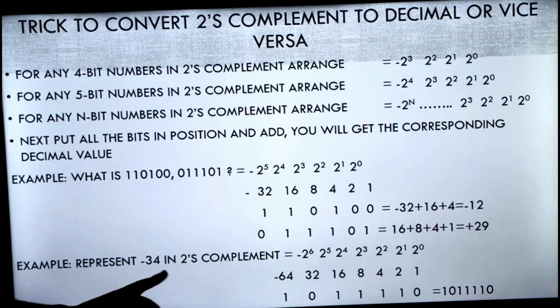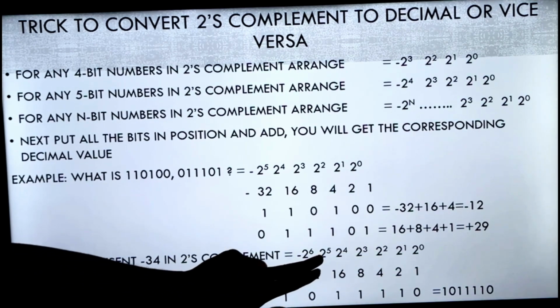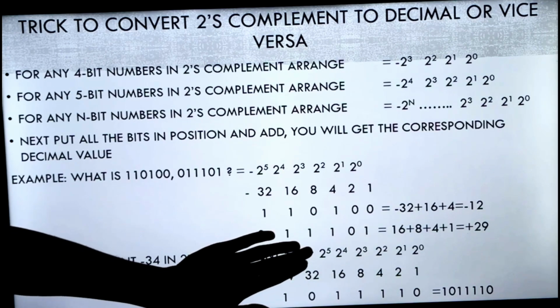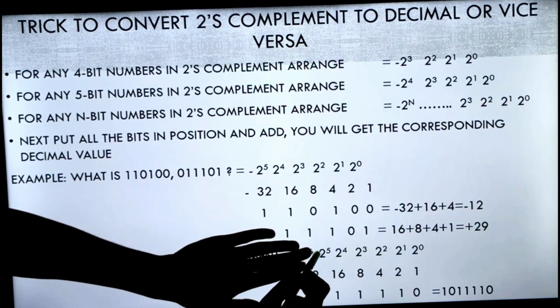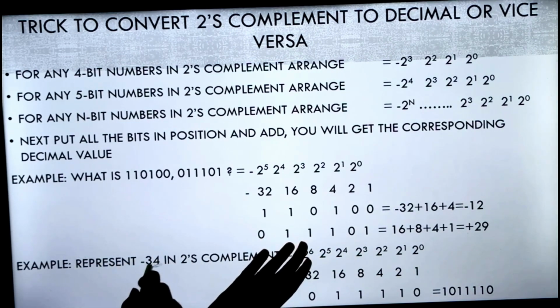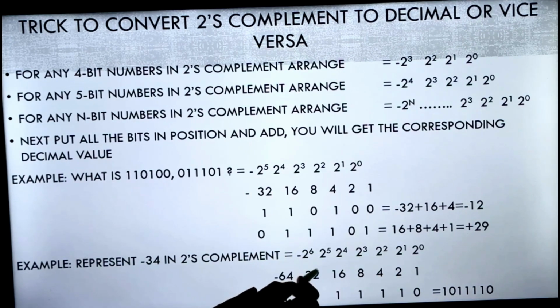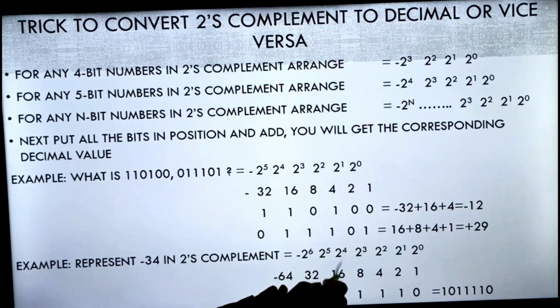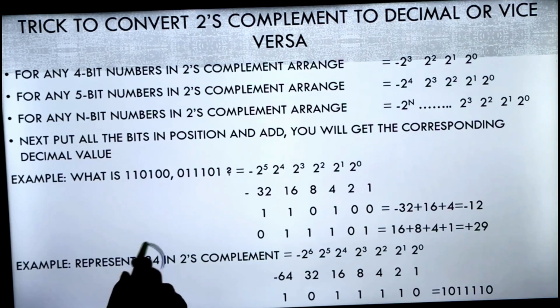I need minus 34. That means if I use 0, 1, 2, 3, 4, 5, so if I take only 6 bits, then what will you have? Here this one will be minus, right? So minus 32. The maximum representation I can have is minus 32, but I need minus 34, right? That means I need one more bit. So here I will put one more bit for 2 to the power 6. Minus 2 to the power 6 is minus 64. So now arrange all these things: minus 64, 32, 16, 8, 4, 2, 1. Now you make minus 34 out of this arrangement.